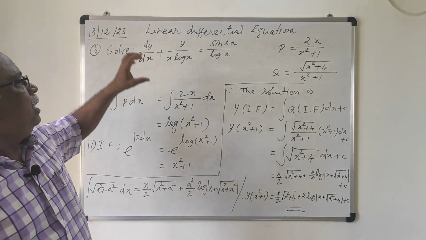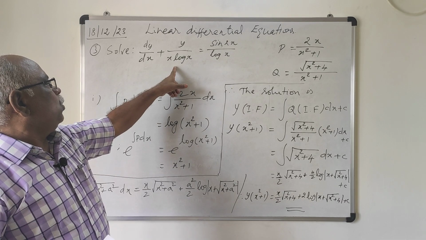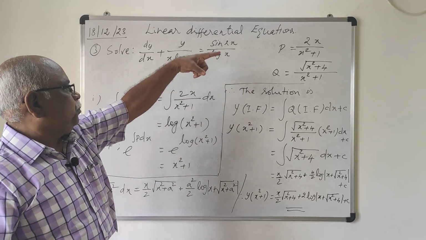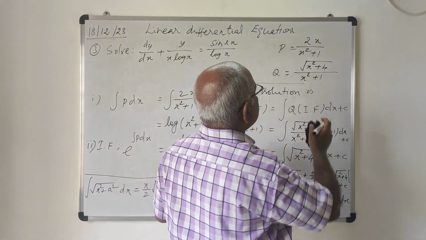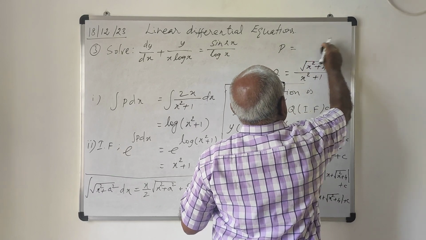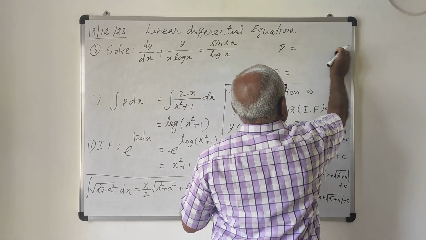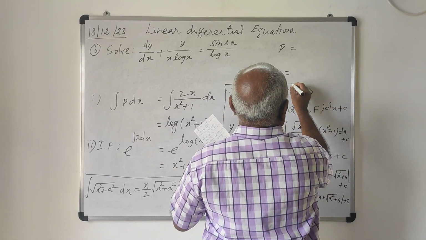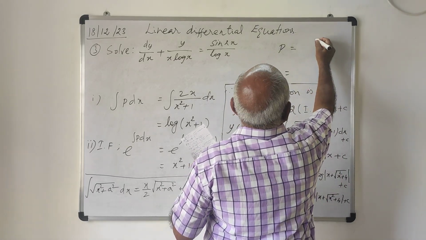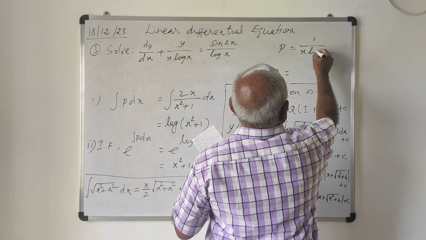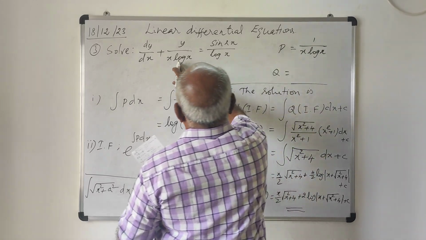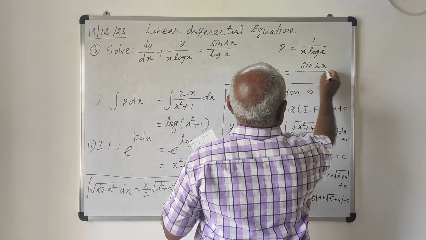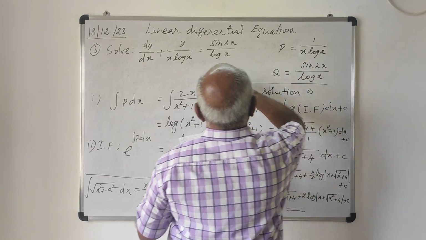It's also a linear differential equation in the form dy by dx plus py equal to q. The coefficient of y, 1 by x log x, is p. From this expression I get p equal to 1 by x into log x. Q is sin 2x by log x.